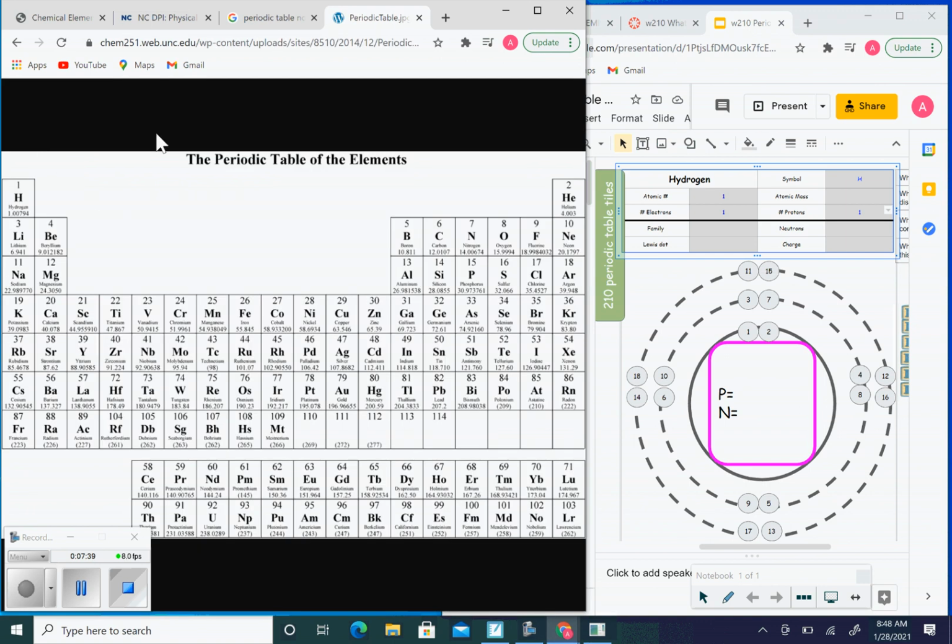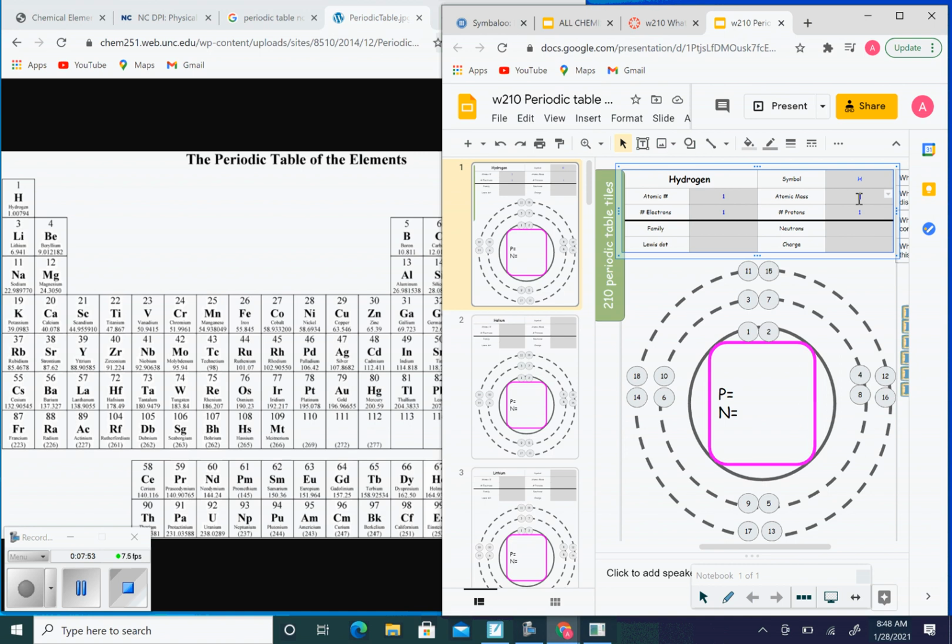All right, so this number is 1.00794. I am only going to expect you to go out 1 decimal place. So always put the decimal because that reminds you that that's the atomic mass. So right now, the atomic mass, we're going to put 1.0. Now, I would like you to do that for the first 18.